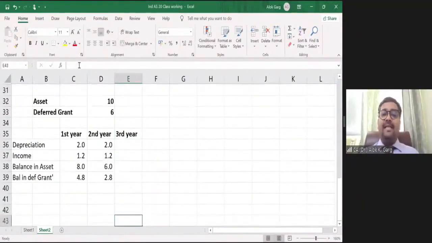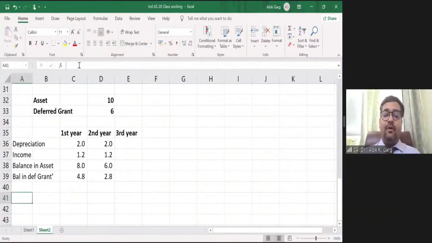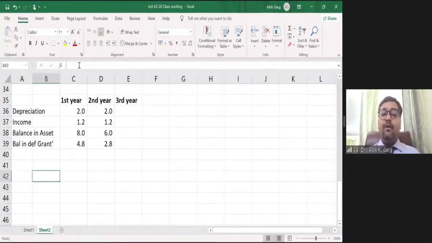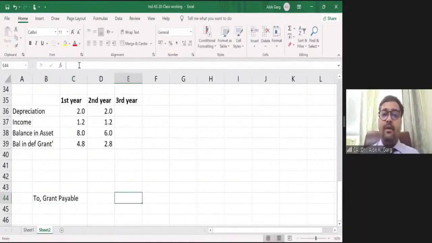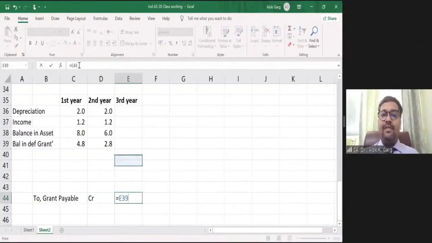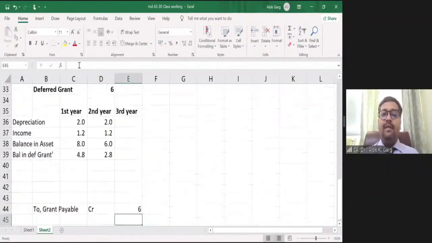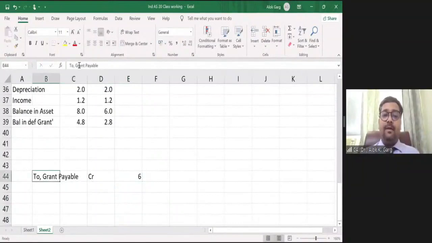So the standard says, first of all, what will be the accounting entry? Let's say we are not paying immediately. In that case, we have to credit grant payable to government, the grant payable account. And what is the payable? The payable is 6 lakh. Of course, it has to be paid in full. So whatever money we have received, we have to pay it. Grant payable 6 lakh.